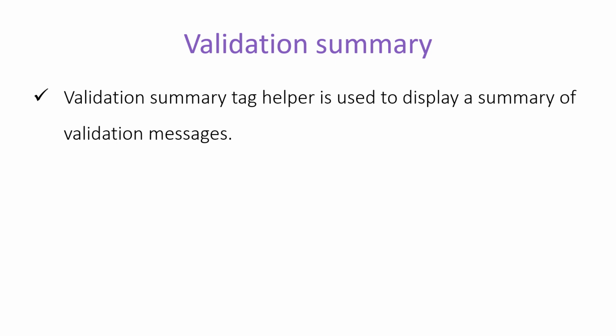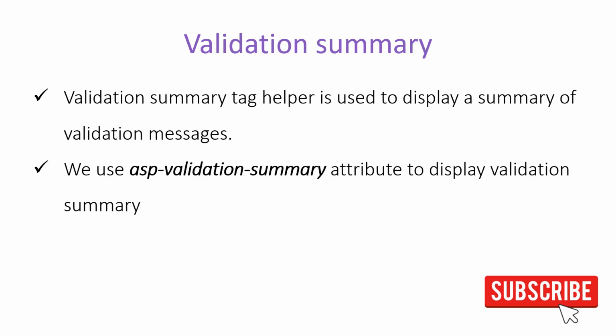And in the previous video of this tutorial, we were using ASP validation for attribute to display these error messages. And if you have noticed, we are using this attribute ASP validation for multiple times in our form, because we were displaying error messages corresponding to each field. Now if we want to display a combined message in our form, then we can use one more attribute. We can use ASP validation summary attribute to display the validation summary. So instead of displaying all the errors one by one in your form, you can simply use this attribute ASP validation summary, and all the messages which are available in your form will be displayed at a single place.